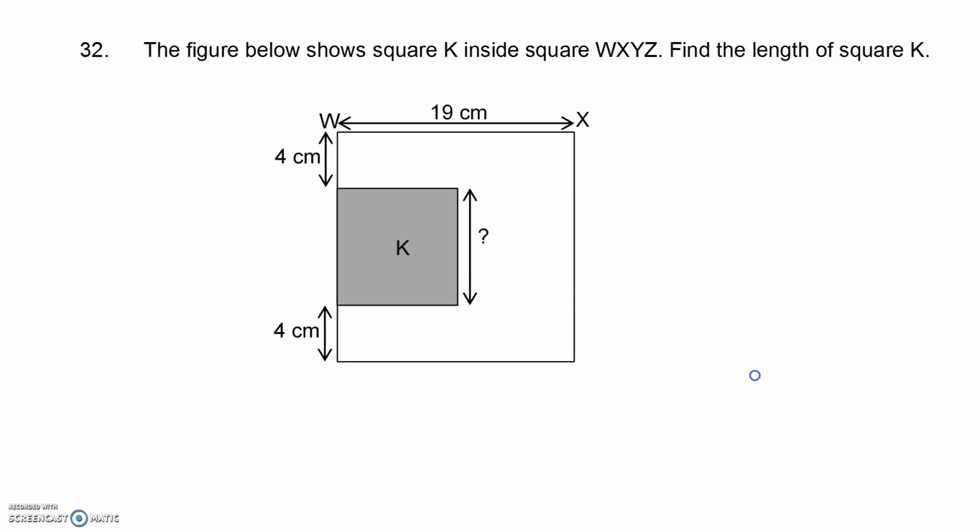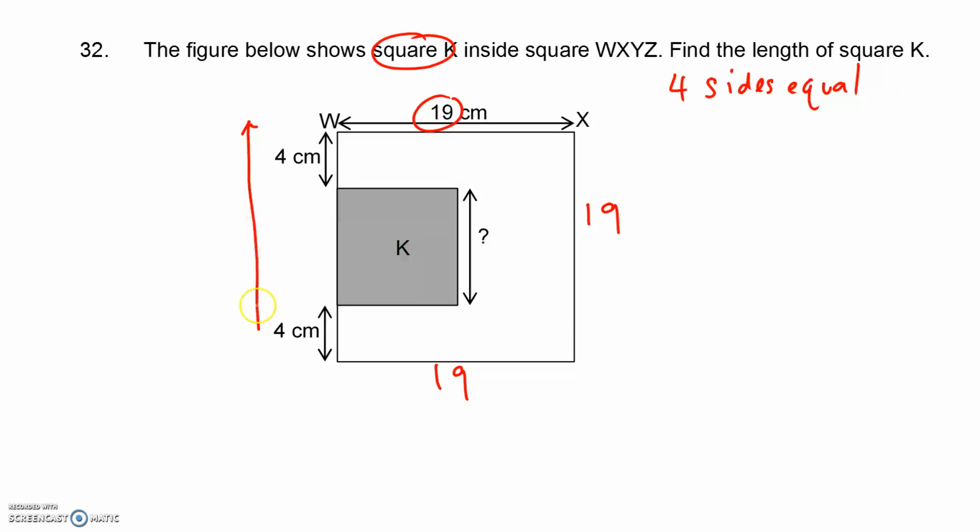Okay, now let's go to question 32, our one and only area. Now this is a square. If you know it's a square, 19, and we know that square means that they have 4 sides that are equal. So what are we going to do? If this is 19, this must also be 19. This must also be 19. This whole entire thing must also be 19.